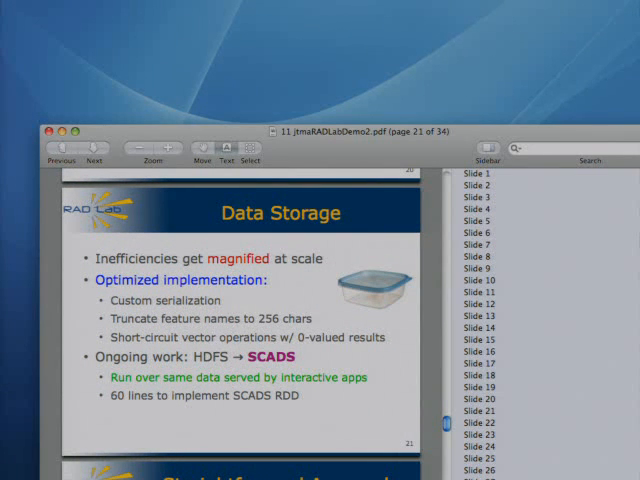Now, to address the first point, we had to take a look at some of the basics of our implementation. Because if you have an unoptimized data storage implementation, inefficiencies get magnified at scale. And so we had to look at several things: custom serialization, truncating feature names, short-circuiting various vector operations to get things up to speed. And something that's ongoing, not something we did for our initial submission, but something that we're looking at right now, is integrating SCADs into the picture instead of the Hadoop file system.